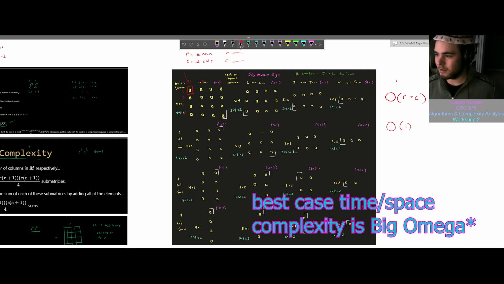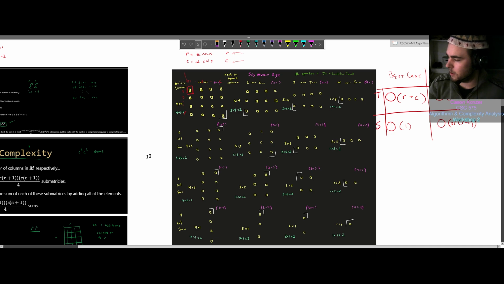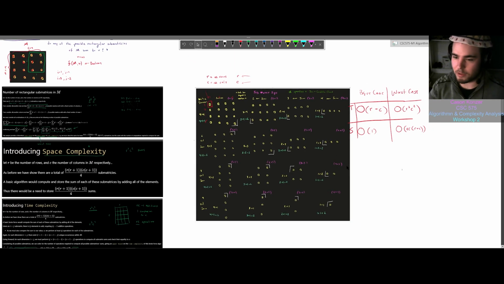And to summarize, this is best case time, space, and then if we looked again at the worst case, we had big O of R squared C squared for time, and big O of RC times R plus C for space. So that's an overview of the best and worst case time and space complexity for this algorithm.